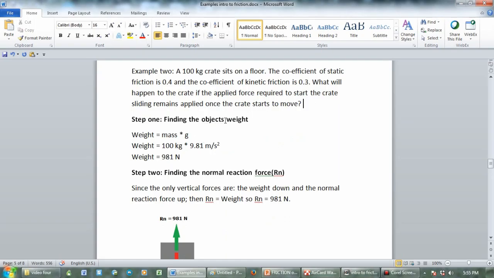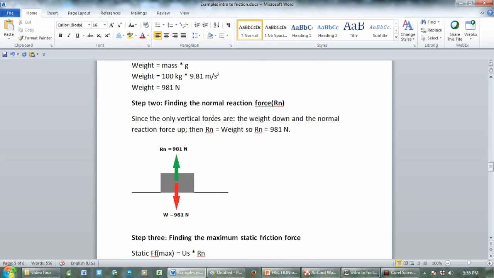Step 1. Finding the object's weight. Weight equals mass times g. Weight equals 100 kilograms times 9.81 meters per second squared. The weight equals 981 newtons. Step 2. Finding the normal reaction force, Rn. Since the only vertical forces are the weight down and the normal reaction force up, then Rn equals the weight, so Rn equals 981 newtons.